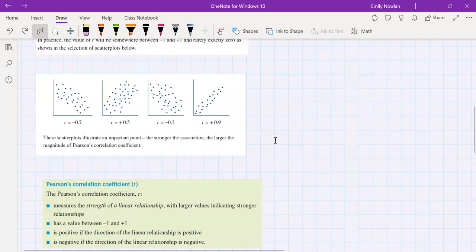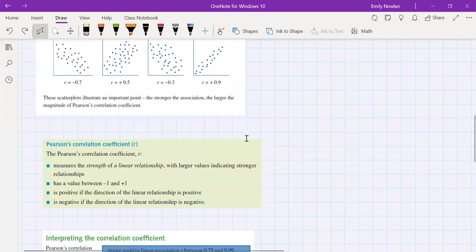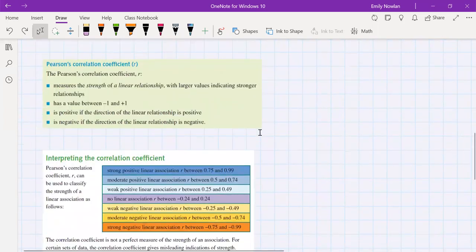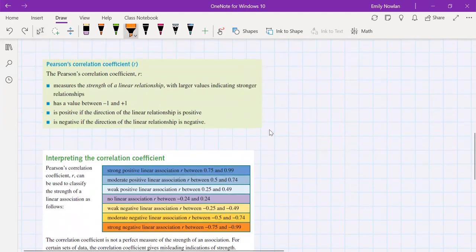So here are some examples of what they look like. That's 0.9, quite close to being a perfect correlation. Here is -0.3. It's not a very strong correlation at all. So a strong association. I shouldn't use the word correlation, that comes later. Okay, so then the Pearson's correlation coefficient is just a summary of what I've just said there.